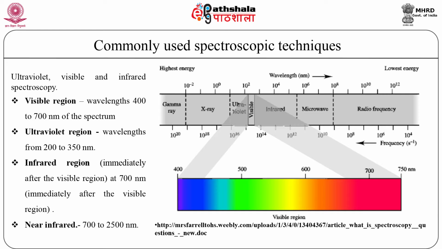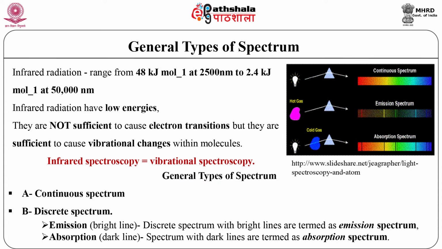Technically, the infrared region starts immediately after the visible region at 700 nanometers. From 700 to 2500 nanometers is the near infrared. As infrared radiation has low energy, it is not sufficient to cause electron transitions, but it is sufficient to cause vibrational changes within the molecules. Therefore, infrared spectroscopy is called vibrational spectroscopy.